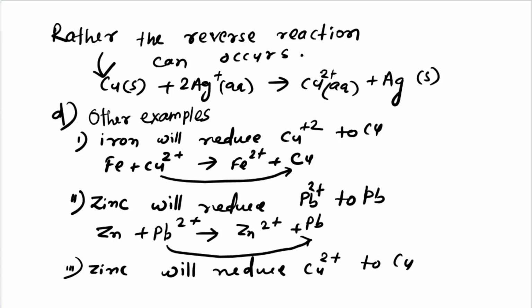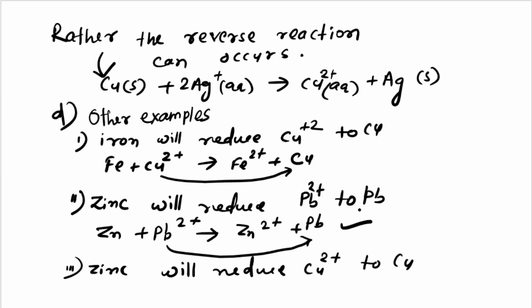So other examples: iron will reduce Cu plus 2 to Cu. Fe will reduce, meaning iron will give electrons to Cu plus 2 to change to Cu. Zinc will reduce Pb plus 2. With zinc will reduce, it means zinc supplies electrons to Pb plus 2, so that it changes to Zn plus 2 and Pb.